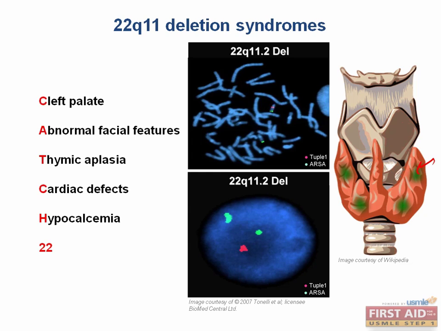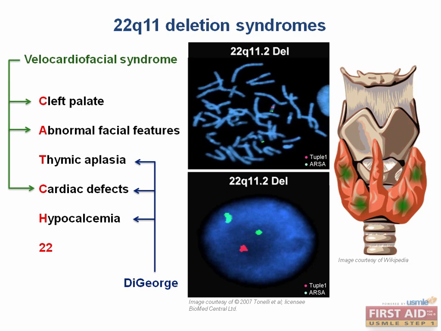The variable presentation of this syndrome includes cleft palate, abnormal facial features, thymic aplasia, which causes a T-cell deficiency, cardiac defects, and hypocalcemia secondary to parathyroid aplasia. You can remember these using the mnemonic catch-22. Now, DiGeorge syndrome includes thymic, parathyroid, and cardiac defects, while velocardiofacial syndrome includes palate, facial, and cardiac defects.